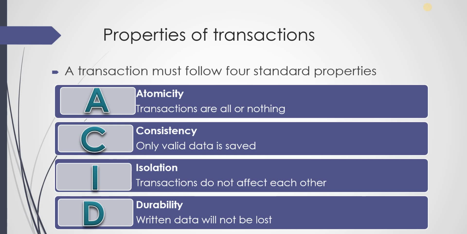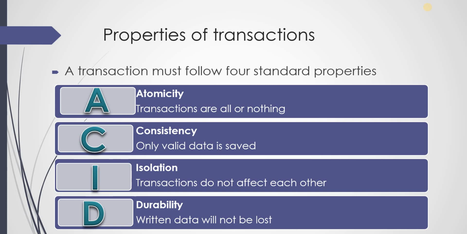Let us consider an example where a person A is transferring 1000 rupees to person B. In this case, if amount 1000 is debited from person A's account but it is not credited in person B's account, then we say that the transaction is not complete, and hence atomicity ensures that the transaction must be complete. If there is a credit from one account, then the same amount should be debited from the other account.